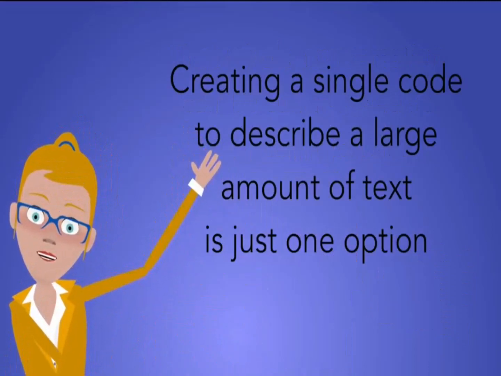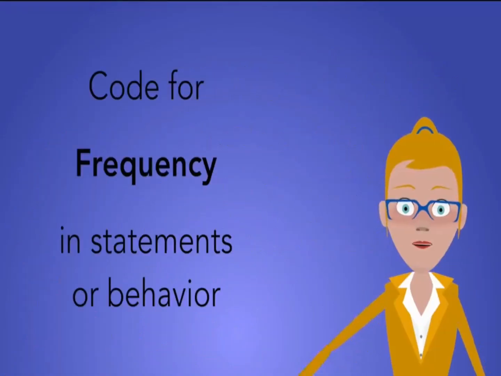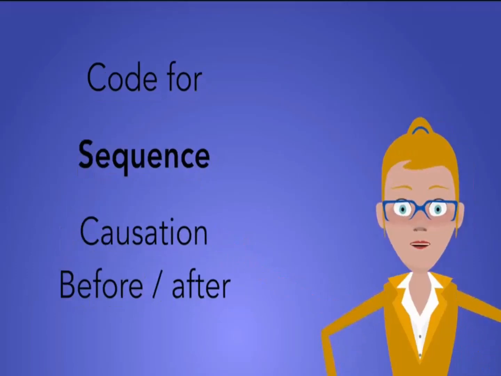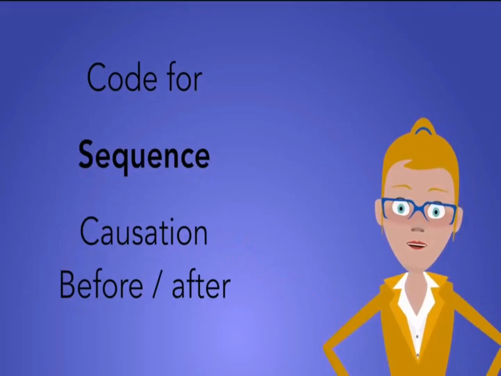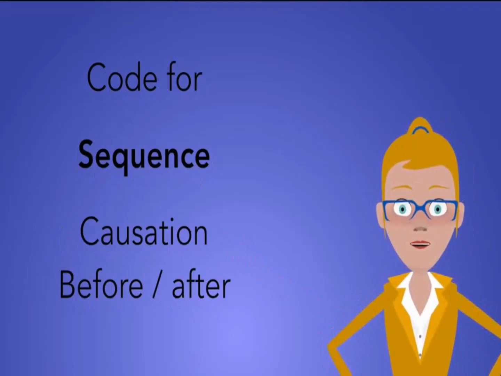I'm going to give some examples of what different codes are and why you might use them. We use codes specifically to refer to our research questions. You might be looking at frequency. How often do they do something? Or how often do they say that they do something? You could also be looking at sequence. Sequence is particularly useful for thinking about causation. What do people do? And do they do it before or after something?